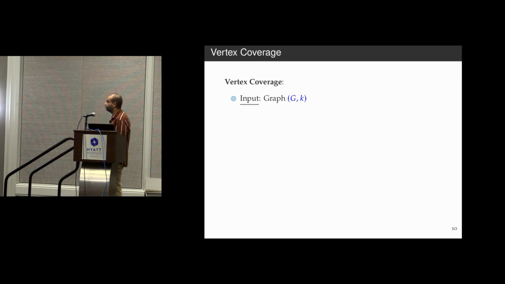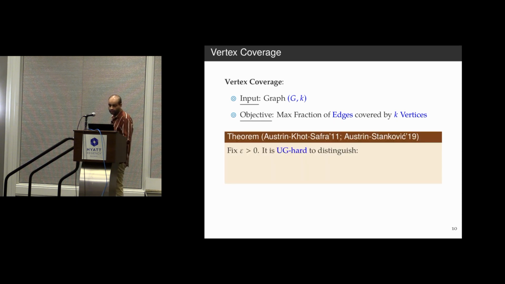We do a reduction from, as I said, vertex cover. So what is this problem? You're given as input a graph G and a parameter K. And your goal is to pick K vertices in your graph such that you cover as many edges as possible. And under the unique games conjecture, we know that in the yes case, you can cover everything using K vertices. And in the no case, you can cover at most a 0.9292 fraction of the edges. And this is tight because there's an SDP which matches it.